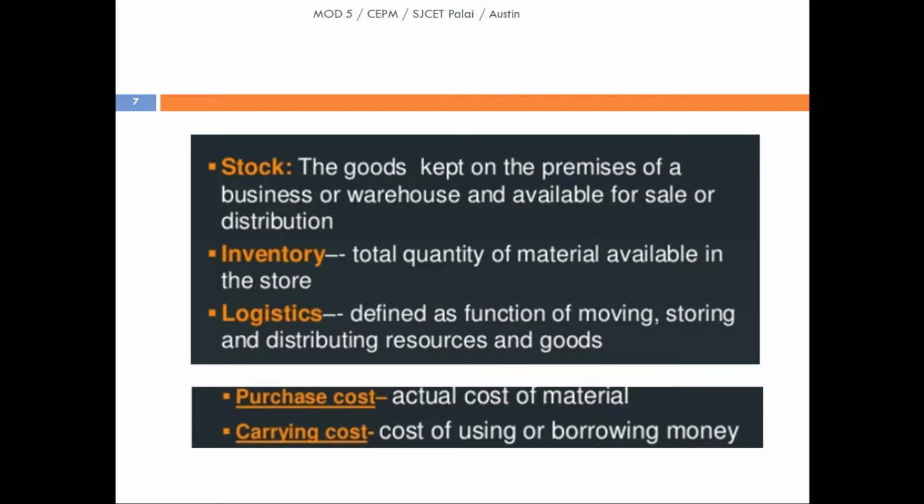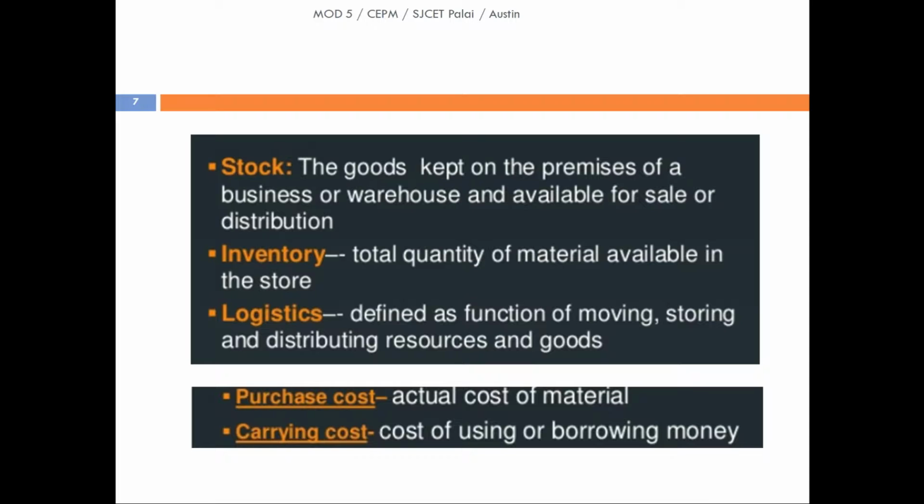Inventory involves material that can be in the raw material stage, in the half processed stage, or as a finished product. So all those categories come under inventory, while stock involves only the completed finished products that are ready to go for the market. Logistics, as you all know, is defined as a function of moving, storing, and distributing resources and goods, the process of movement.